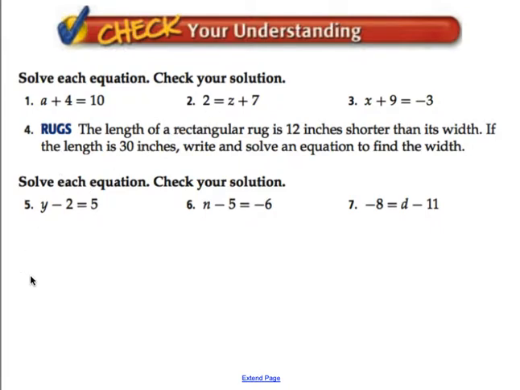Here are 7 problems for you to try on your own. Bring your answers to class and we'll talk about those next time.